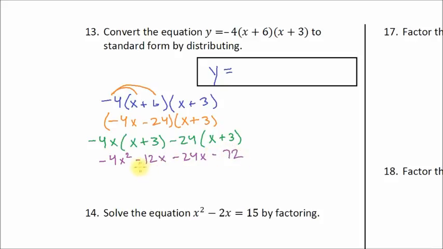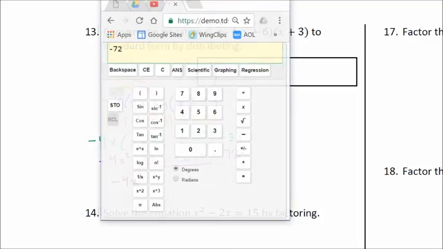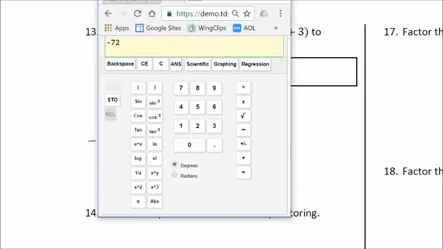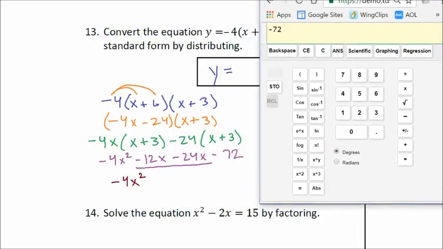Alright? Remember, you'll always have the middle two terms that are like terms. If they aren't, you made a mistake. They'll both have a variable with an exponent of 1 in them. We can combine those terms together. So you've got negative 4x squared, negative 12 minus 24. Put it in your calculator if you cannot do that reliably.